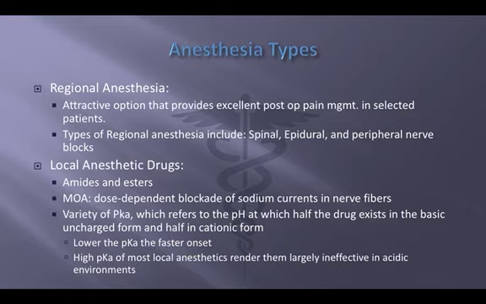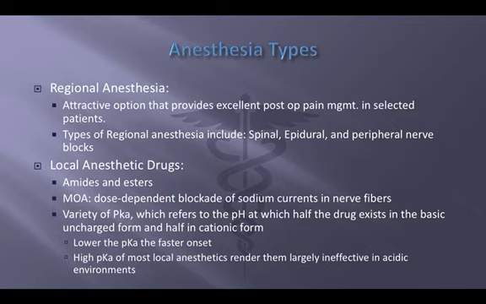So, types of anesthesia. There's regional anesthesia. This is a good option and provides excellent post-op pain management in selected patients. These are going to be your spinal, your epidural, and your peripheral nerve blocks. I think we're trying to utilize these more and more in the correct patient populations. These have been hugely beneficial.